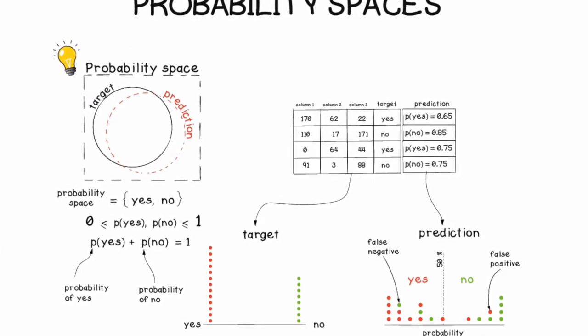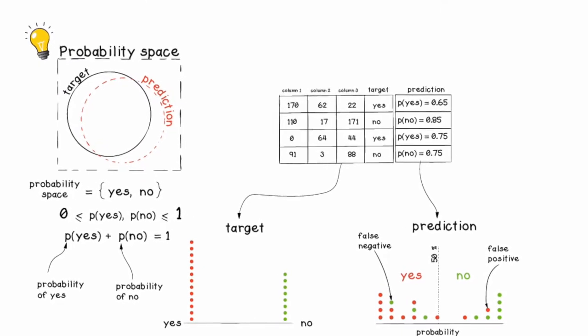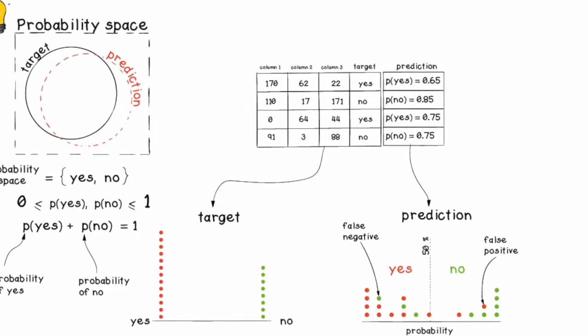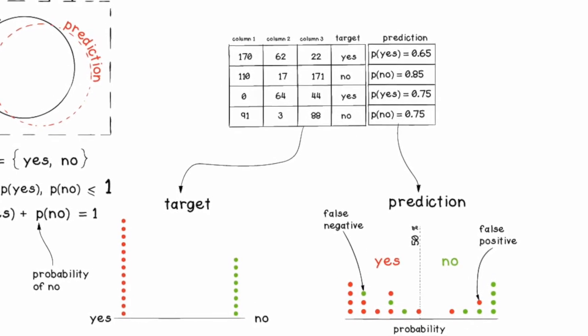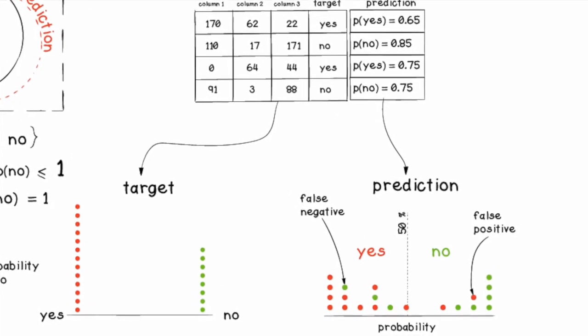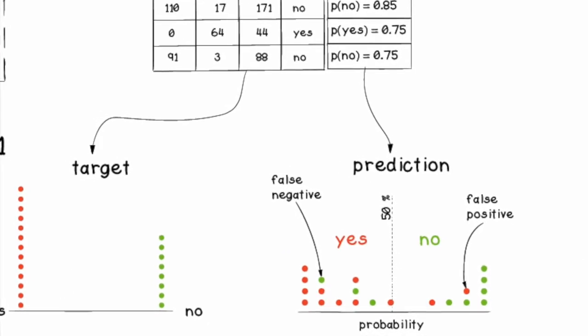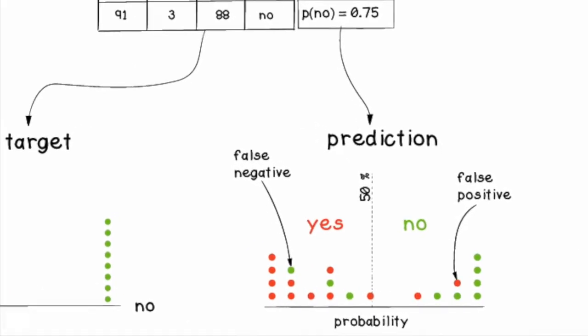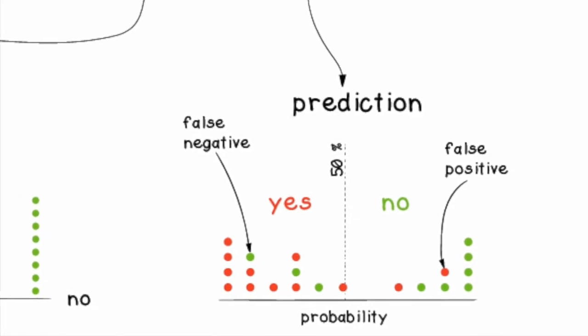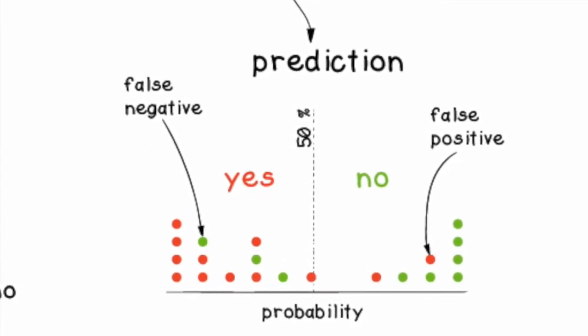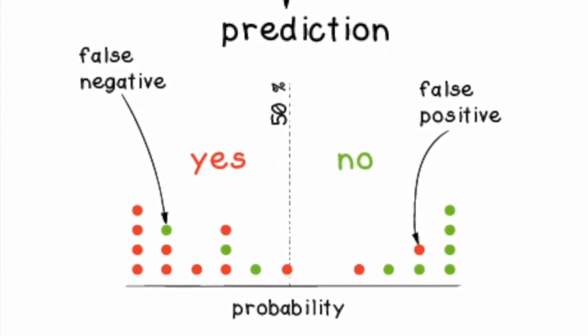A probability space is a set that represents all probability values of a variable. The range of this space are the different probability outcomes a variable can have. A variable and its prediction can represent different probability spaces. This difference will help us to calculate the accuracy of a model.